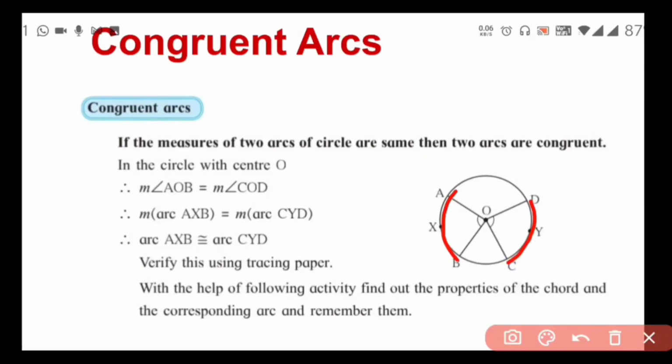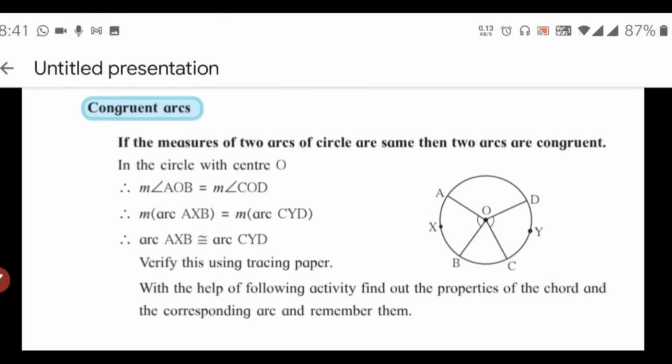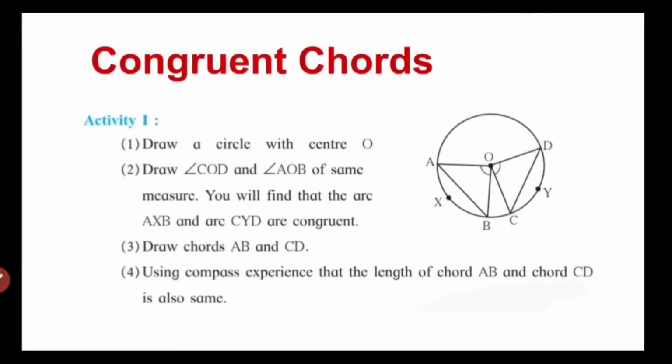So we can verify this by using the tracing paper with the help of activities given in the textbook. We will see the properties of chord, corresponding arc, and we can remember them. So let us see the first activity. First activity is draw a circle with center O. Draw angle COD and angle AOB of same measures.